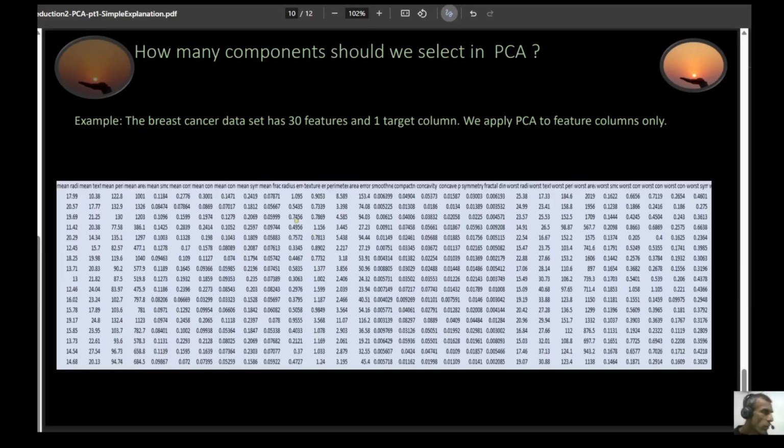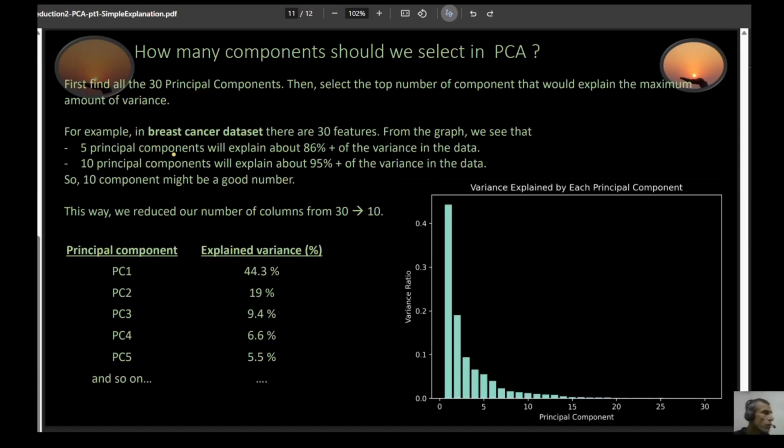So to recap, what we did was this. We had a breast cancer data set that had 30 features and one target column. We applied PCA to feature columns only, not to the target. So first find all 30 principal components. Then you select the top number of components that would explain the maximum amount of variance.